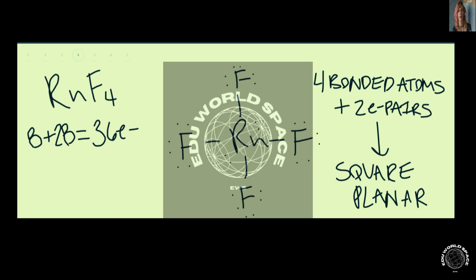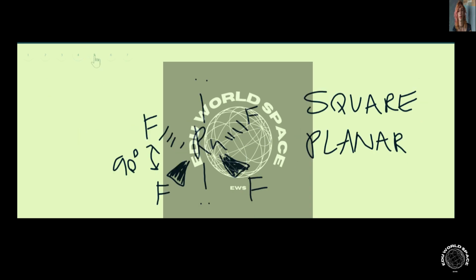The fact that we have 4 bonded atoms and 2 electron pairs tells us that our geometry is going to be square planar. So what does that look like? Well, that looks like 1 electron pair above our radon, 1 electron pair below our radon, and then a square around the equator of our central atom, of our molecule. We have our 4 fluorine atoms. So the bond angle here is 90 degrees. It's square planar geometry.